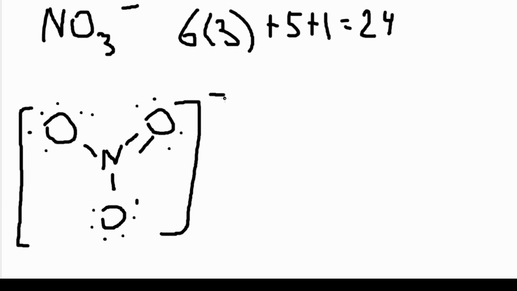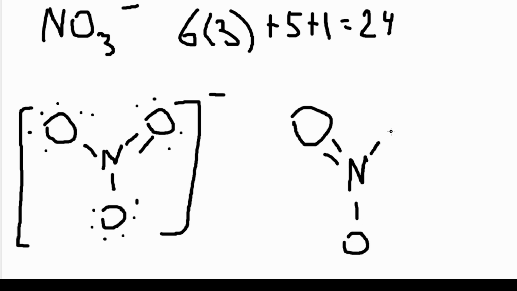Now, this is a completely valid Lewis structure, right? It obeys our octet rules. We have everything with a full octet, everything has its lone pairs, we have the exact number of valence electrons, that's fine. But let's say I chose to draw the diagram like this instead.